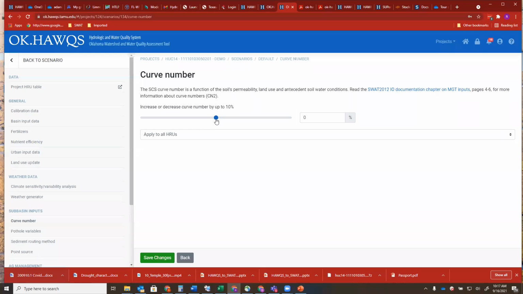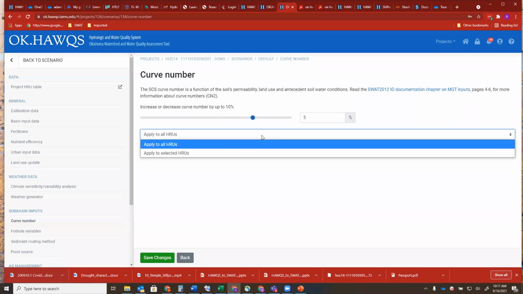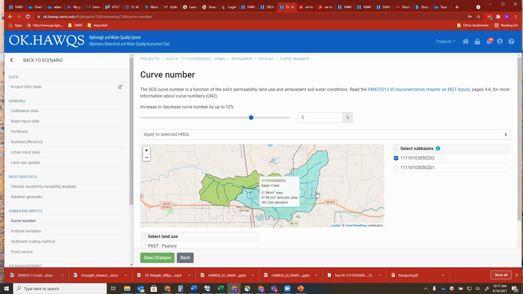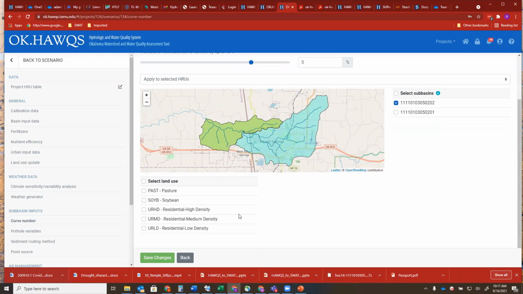So you could select, okay, I need to really increase the curve number for this land because it's got some land degradation going on actually, let's say by 5%. And then you can say, I want to apply to a selected HRUs. Again, you have to select which subbasin that particular grassland or the rangeland may exist. And then you select for which land use, for which soil within that, and on what slope they are in.